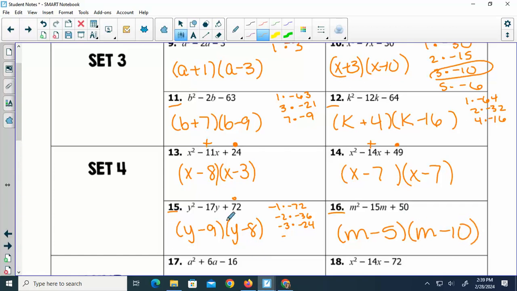Okay. This is where we are stopping today. I am giving you a handout, and I want you to try 1 through 18 on that handout.